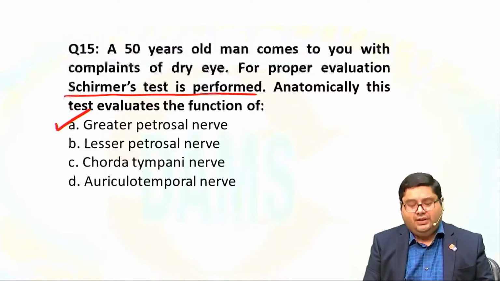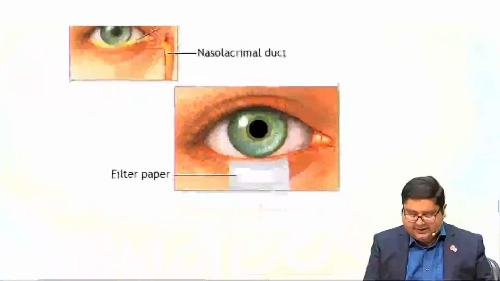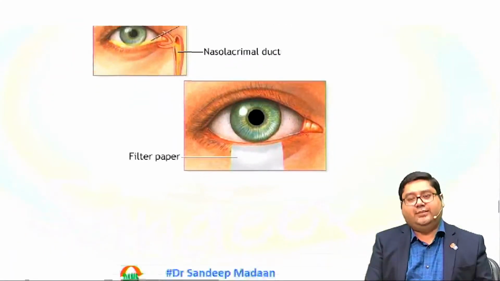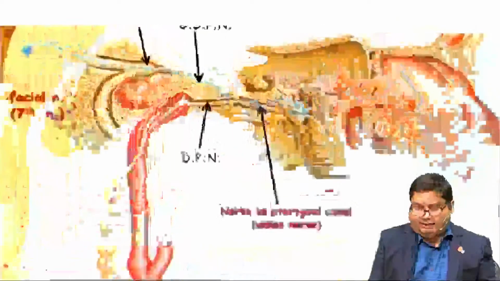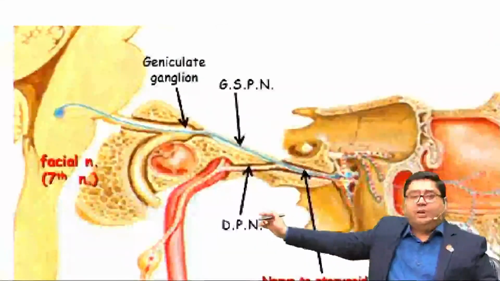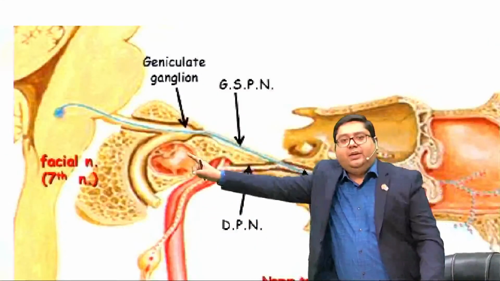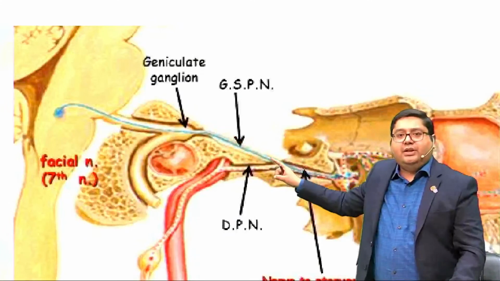Greater petrosal nerve, let me show you this way. It is the test that you have done, okay, for the lacrimation. And here we can say this is the seventh nerve. Let me revise this part. Seventh nerve is coming, making a bend over here. From the bend, greater petrosal nerve is coming.